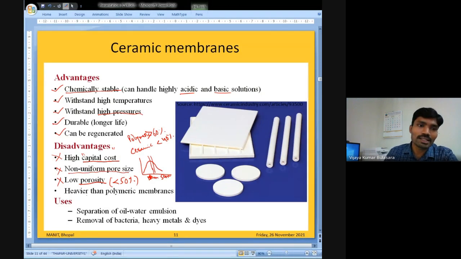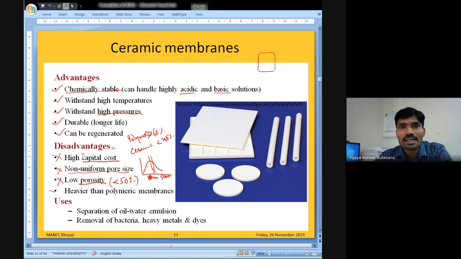Another disadvantage, a very minor one, is that ceramic membranes are heavier than polymeric membranes. If you use polymeric membranes in an RO unit, it is lightweight, and if you use ceramic membranes in a water filter, it is heavy in weight. But it is not a major drawback, it is a minor drawback.